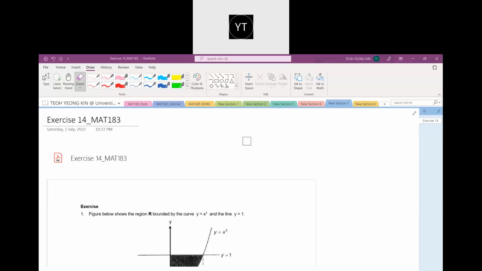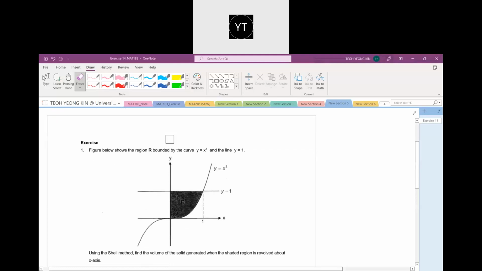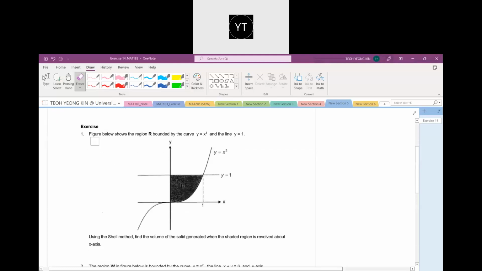In this video, I will show you the solution for exercise 14. So this is exercise 14, question number 1. The figure below shows the region R bounded by the curve y equals x cubed and the line y equals 1. So this is the shaded region.